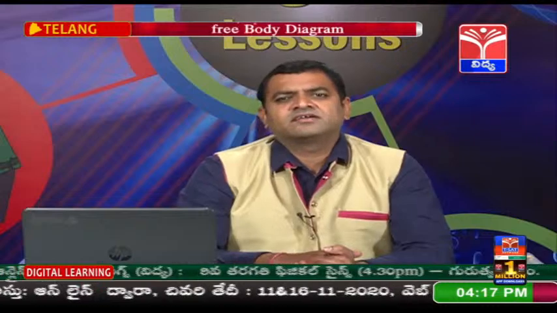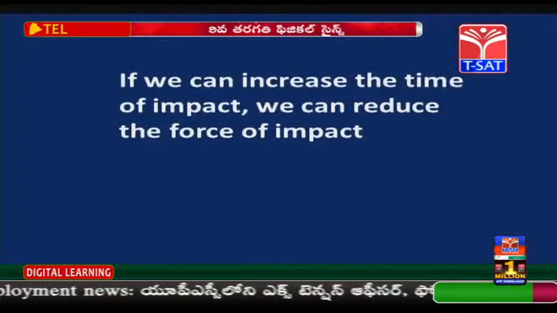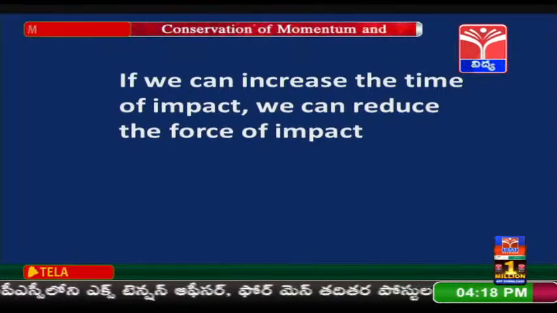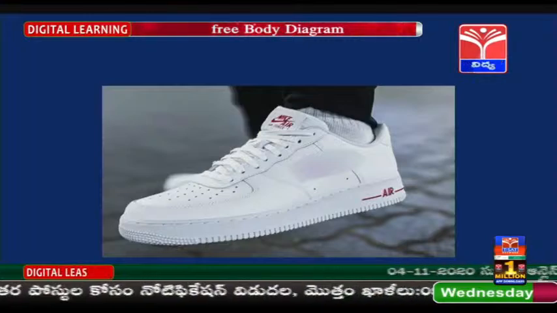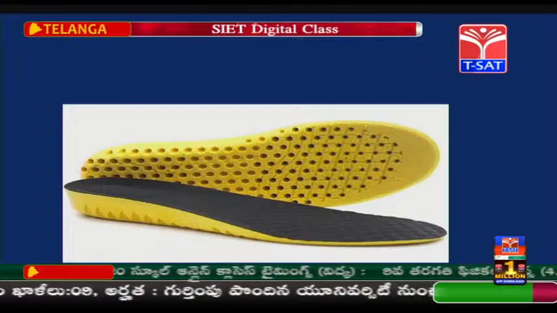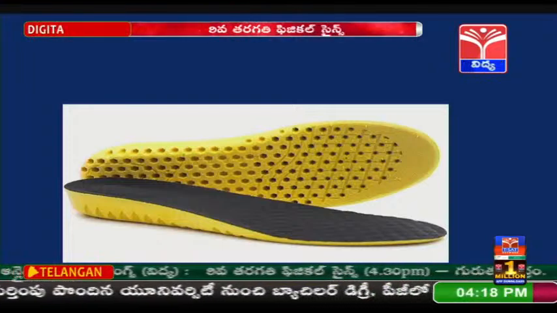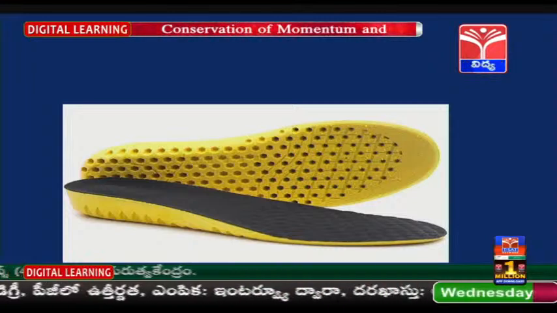So, children, in day to day life we find so many situations where if we want to apply lesser force, we have to increase the time of impact. Let us consider some examples. If we can increase the time of impact, we can reduce the force of impact. Here are sport shoes. Whenever we are running wearing sport shoes, the cushion in the sport shoe will increase the time of impact, and thereby reduces the force of impact, and hence we feel comfortable.